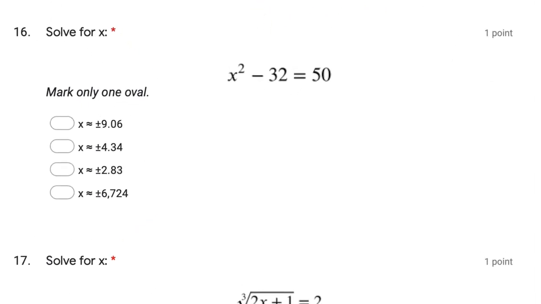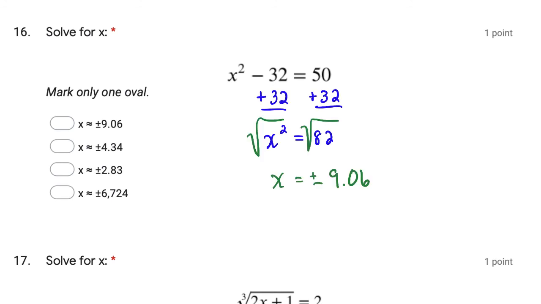Number 16, very similar problem, but this time instead of multiplying both sides by something, we have to add this 32 to the other side. Equals 82. And now we can square root both sides. This is a square root, so we do get plus or minus, and it must be 9.06. And I knew it was going to be that one as soon as I saw the square root of 82, because the square root of 81 is 9. This is a little bit bigger than 9, so 9.06 sounds about right.